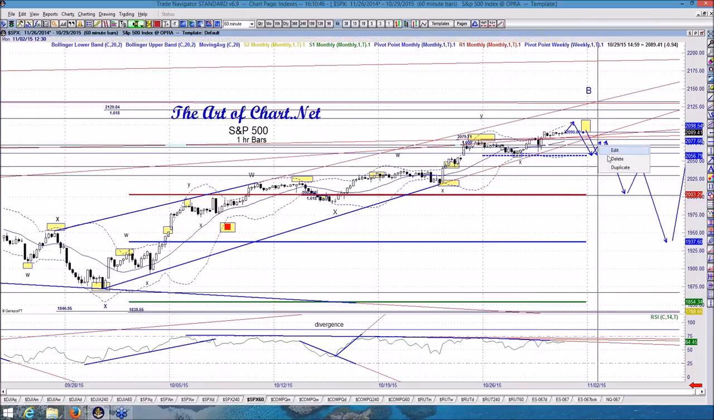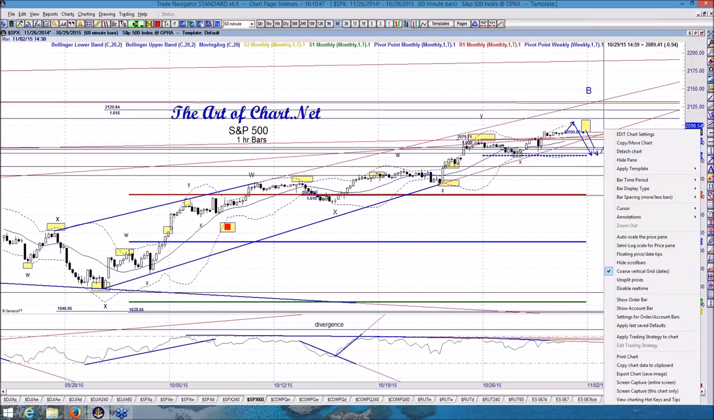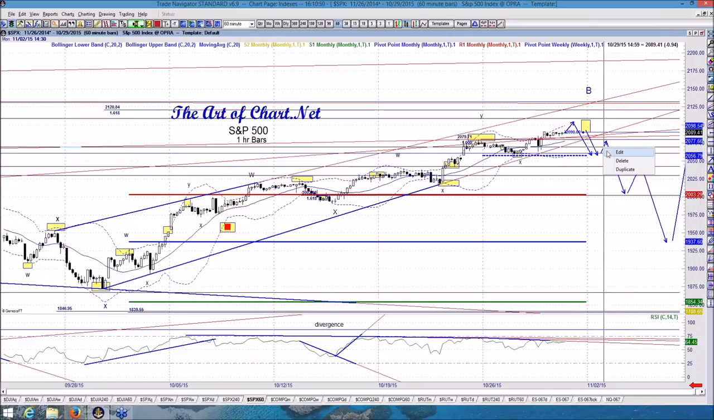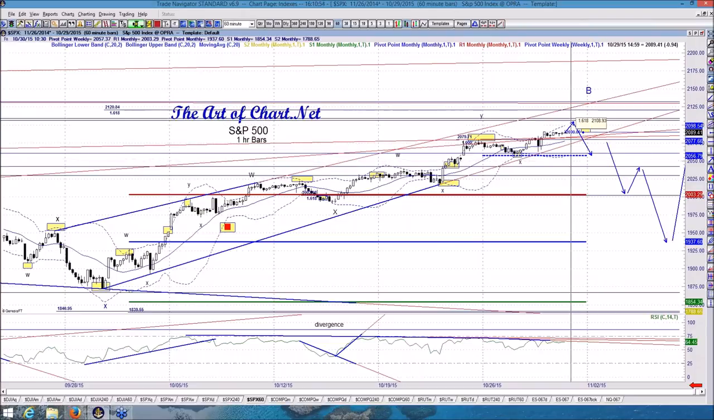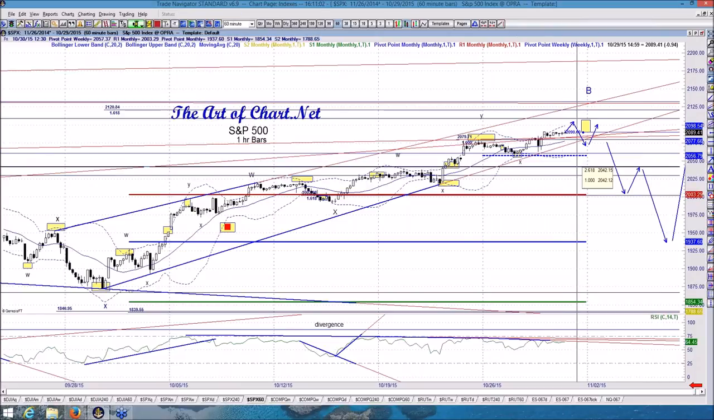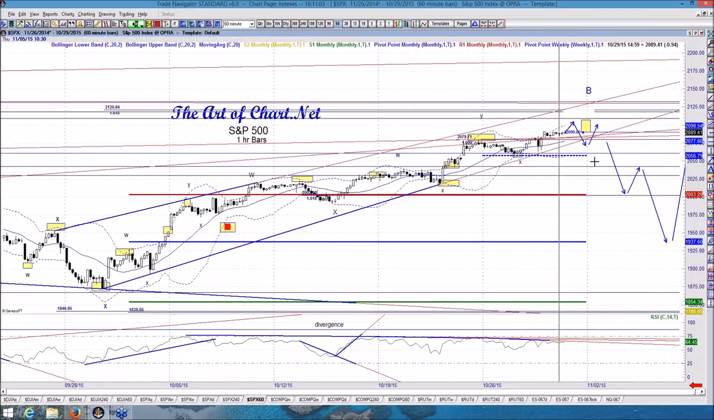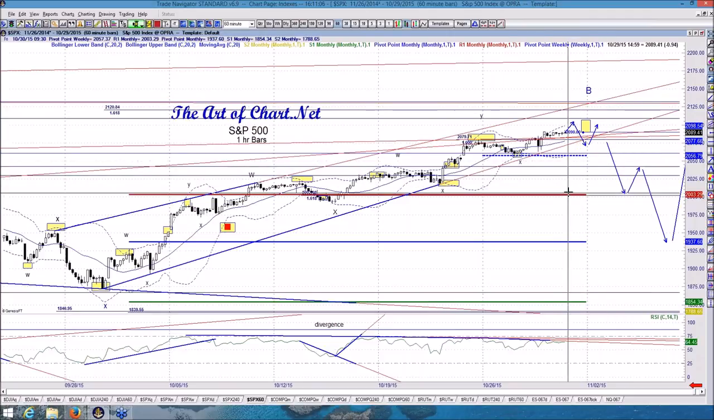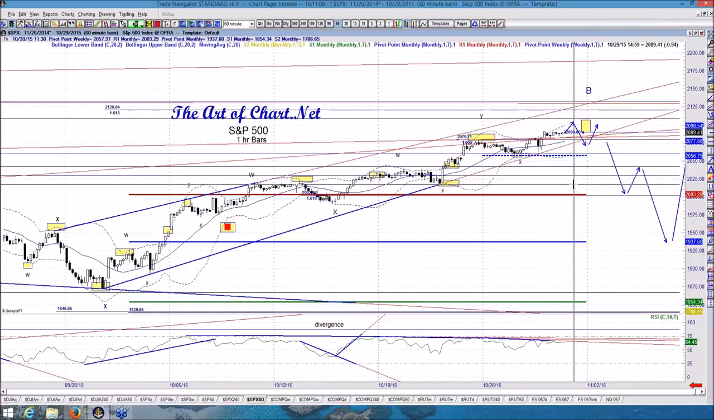Or maybe you see something like this. Let me just delete these so they're out of the way. Or you see something like this where you get a pullback and it may not even go that far. It may only go this far. And then you have a double top of some sort where you have perhaps a minor lower high. There's a reversal pattern.